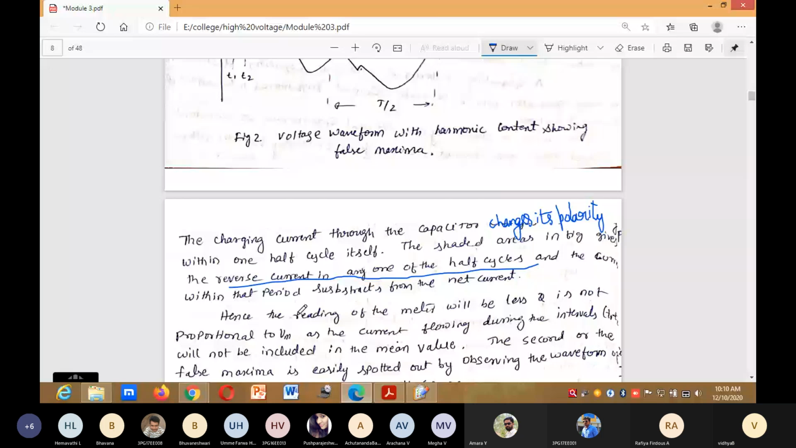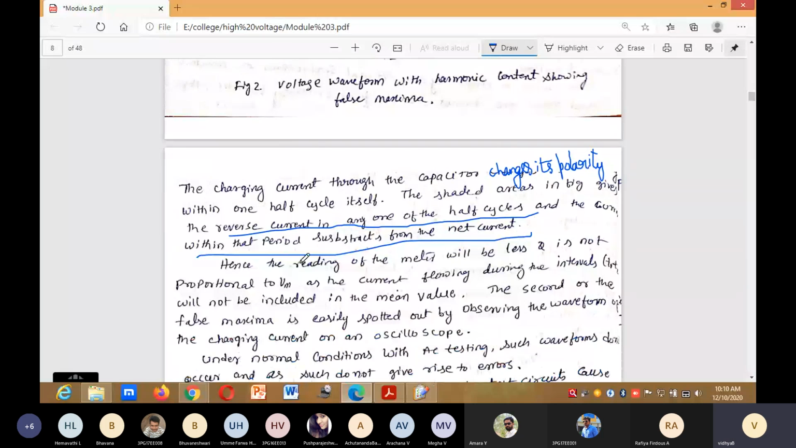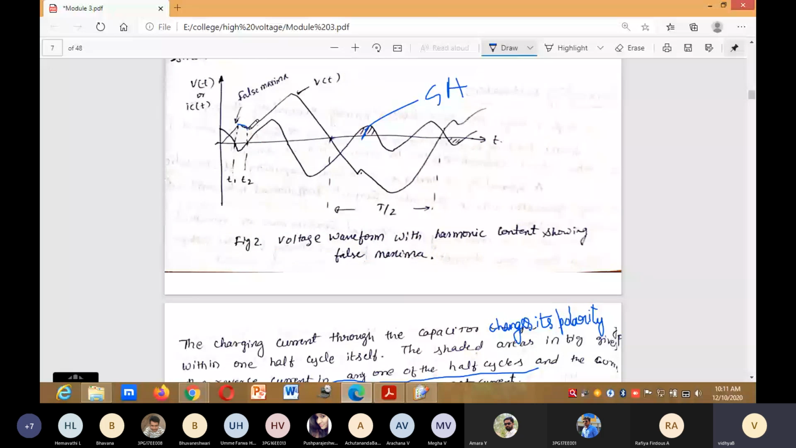The current within that period is subtracted from the net current. Hence the reading of the meter will be less, and it is proportional to Vm as the current flowing during the intervals T1 to T2. You can observe here that from T1 to T2 it is reduced.